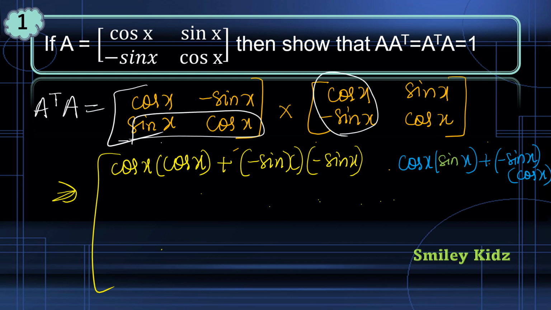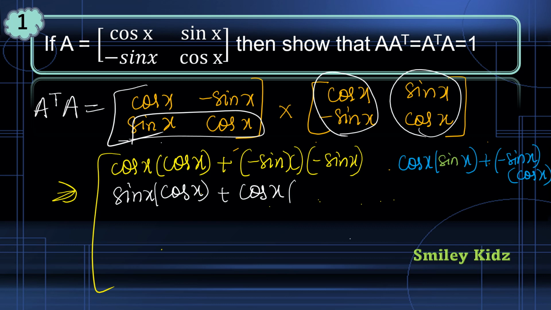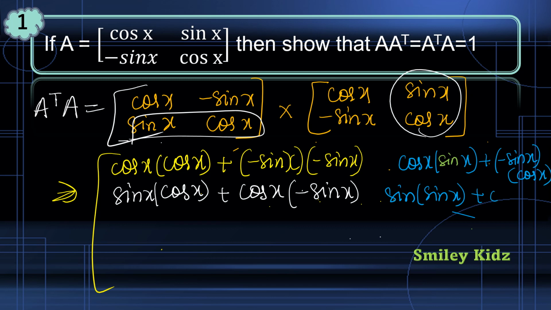Moving ahead, we have the second row with the two columns again. So minus sin x into cos x plus cos x into sin x. Then the second column, that is going to be minus sin x into minus sin x plus cos x into cos x. Alright, these are my four elements.